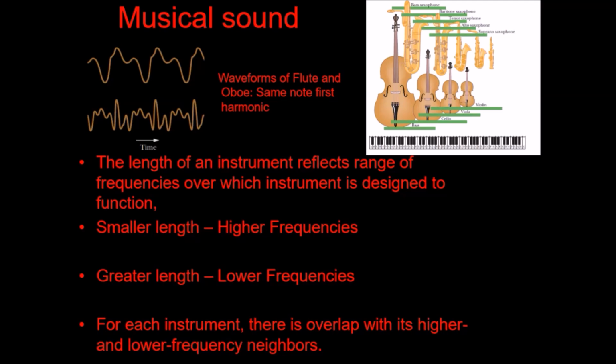So think of something like a flute and the high pitch that comes from that, compared to, say, the bass saxophone shown in this diagram, or a double bass. For each instrument there'll be some overlap with its higher and lower frequency neighbors, but generally bigger instruments, as we probably realize psychologically, tend to give deeper tones.